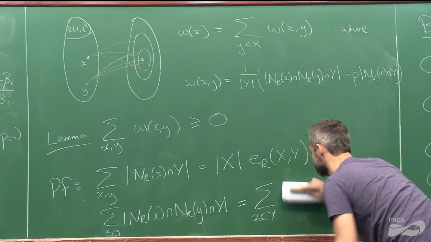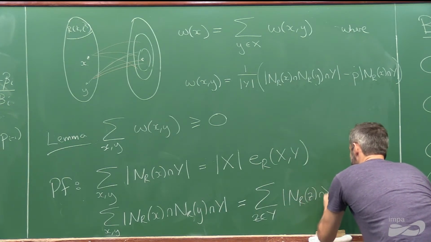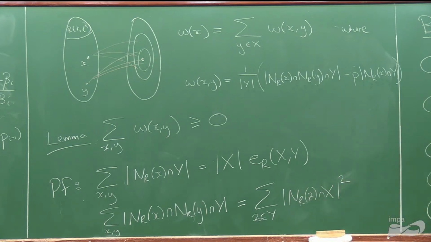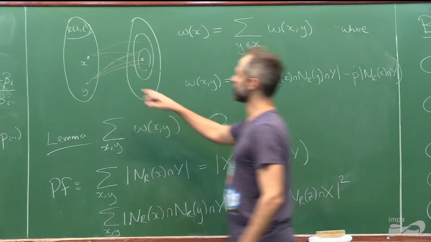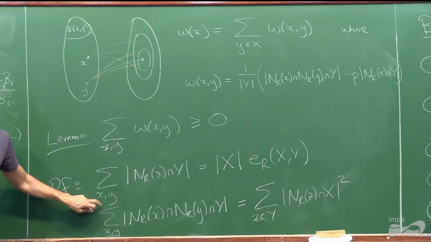Sorry, not choose 2. The red neighborhood of z in x squared. Because we're counting both ways around. I'm not counting pairs, I'm counting ordered paths, or ordered walks actually. So I'm also including x, something, x, which are included in this count. Here, x is allowed to equal y.